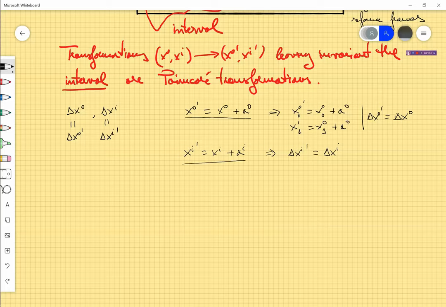But if the transformation is just this, this corresponds to two reference frames which are at rest, one with respect to the other, whose coordinate axes are parallel, and the only difference is that the origins are placed at different points, that the clocks have started at different times. That's all. These are constant. These are time translations and space translations. So these are the simplest transformations that you can make, and the simplest Poincaré transformations, because they preserve the interval.